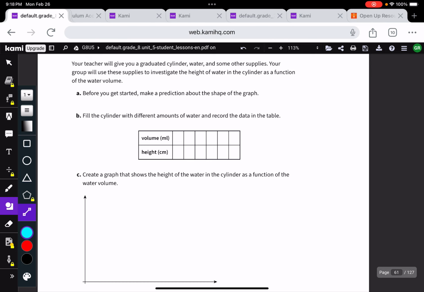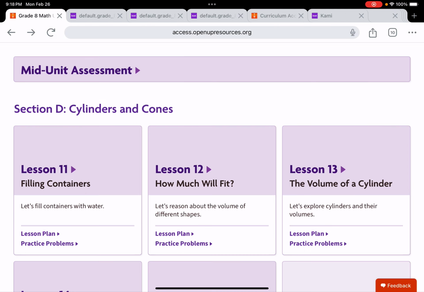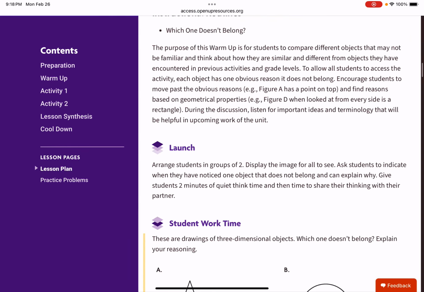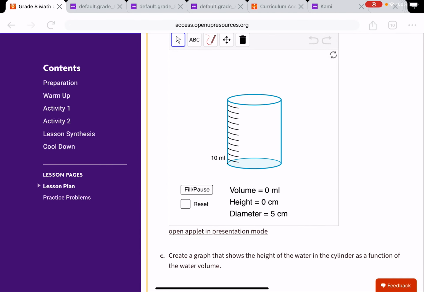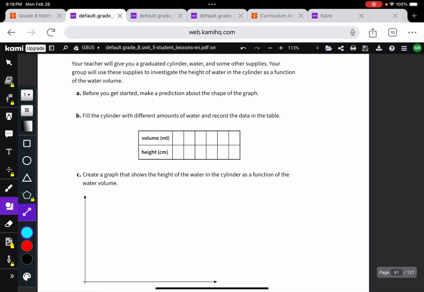to a graduated cylinder. If you look right here, it'll look similar to that. It might be built into your curriculum right here. So if you clicked on lesson 11, you'll notice you can scroll down and you'll see it right there. I'm going to use it over here. But nevertheless, it says your teacher's going to give you those. So it's going to just be a digital version of it.